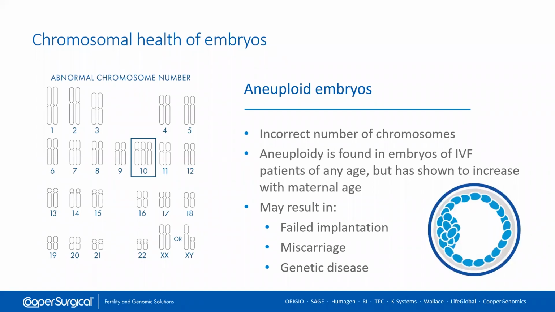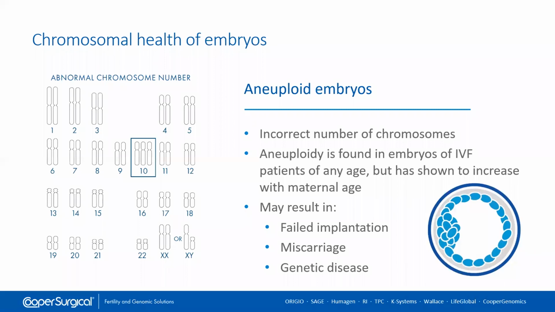An aneuploid embryo was one which had an incorrect number of chromosomes. In this case, we've highlighted chromosome 10, which is a trisomy. There have been no recorded live births of a fully triploid chromosome 10 person.